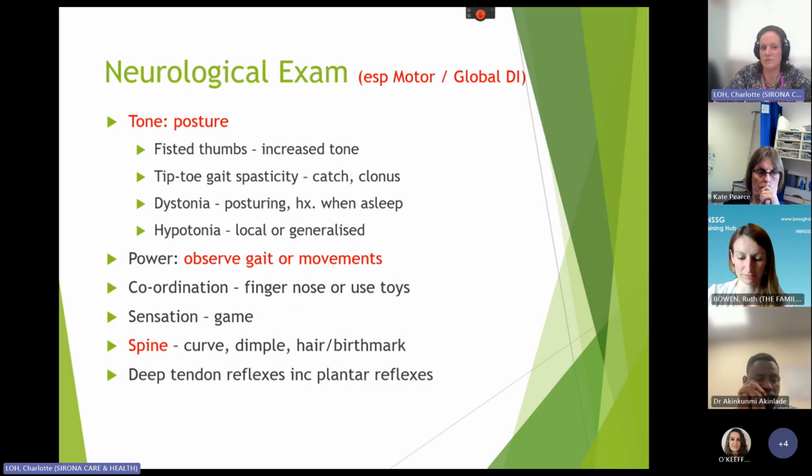And another thing that's important to consider is just checking the spine. If you've got a child who's not using their legs properly, check the spine. Have we got anything going on at the bottom of the spine?